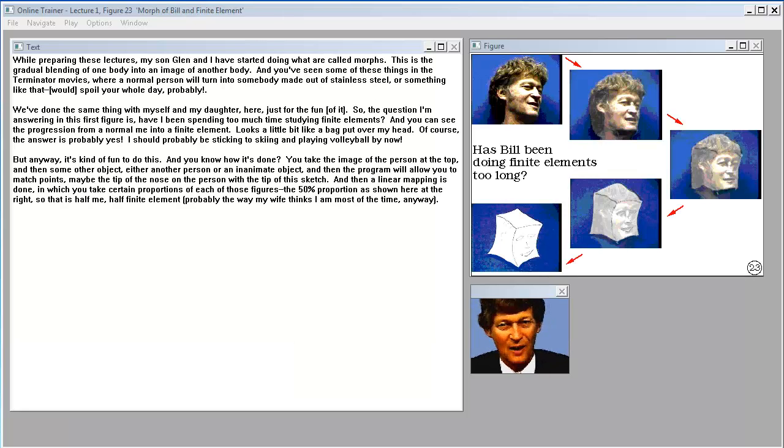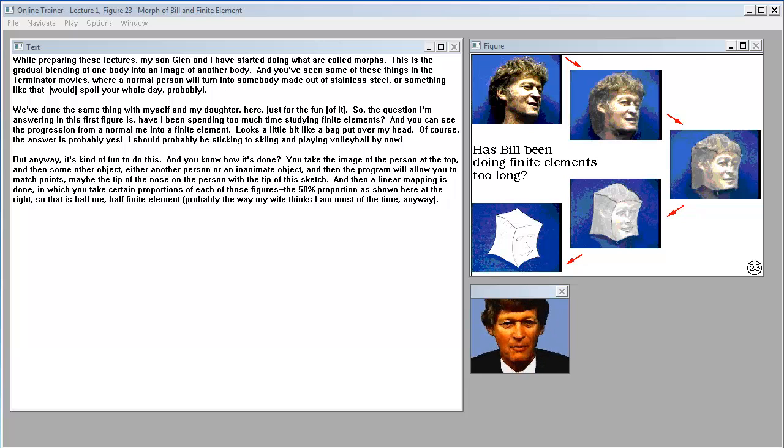While preparing these lectures, my son Glenn and I have started doing what are called morphs, and this is the gradual blending of one body into an image of another body. And you've seen some of these things in the Terminator movies, where a normal person will turn into somebody made out of stainless steel or something. That'd spoil your whole day probably.